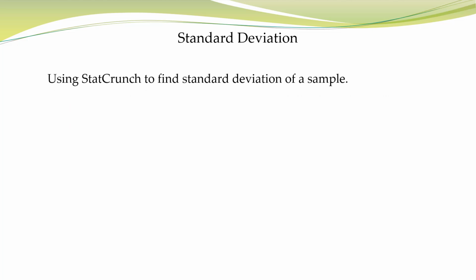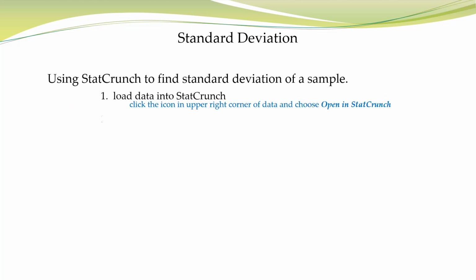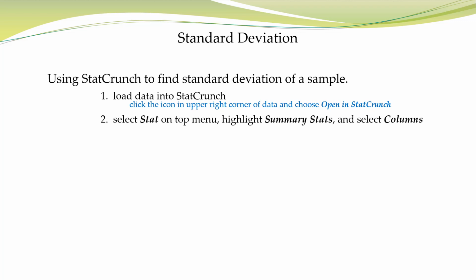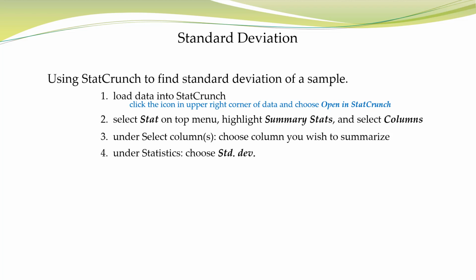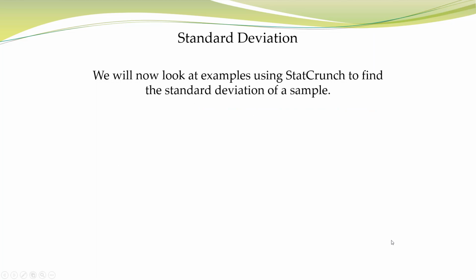Using StatCrunch. Again, load, select Stat, Summary Stats, Columns, select the column you wish to summarize. Now, under Statistics, this time you choose the Std. Dev., standard deviation. So click Compute. Going back to our sample.